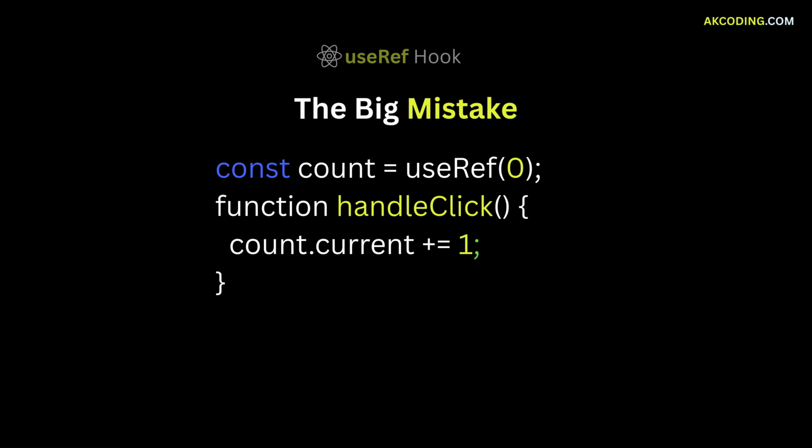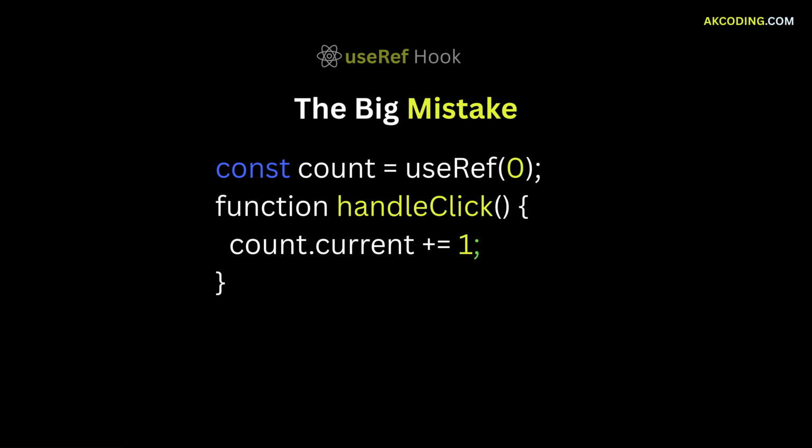But here is a big blunder that developers usually make. Some developers use useRef to store a value instead of using useState. They think they are optimizing performance, but that is actually a blunder. Here is an example. const count = useRef(0), and here is the increment function that handles click, that is count.current += 1, which is responsible for incrementing the counter. This works, but there is a problem.